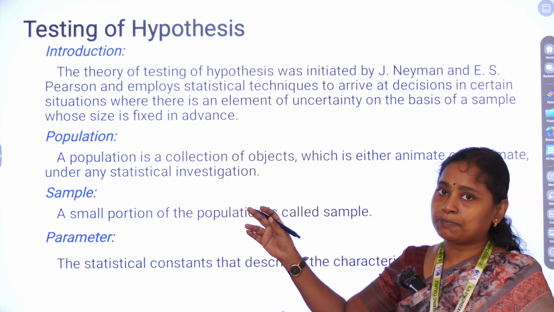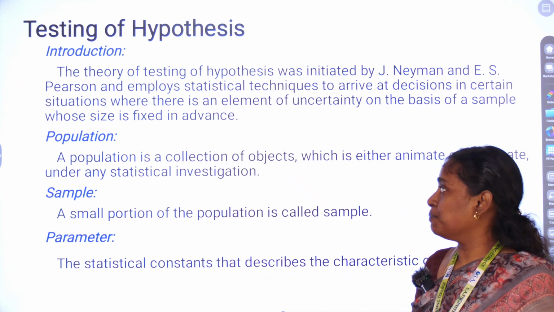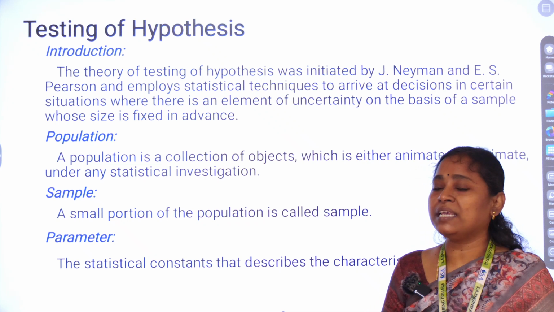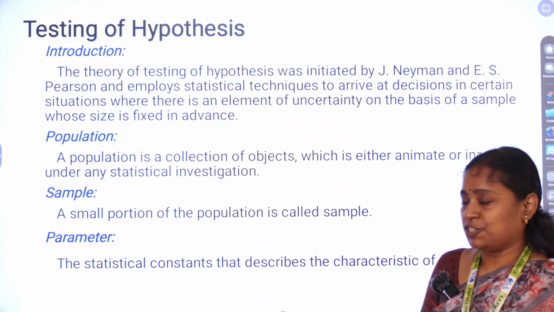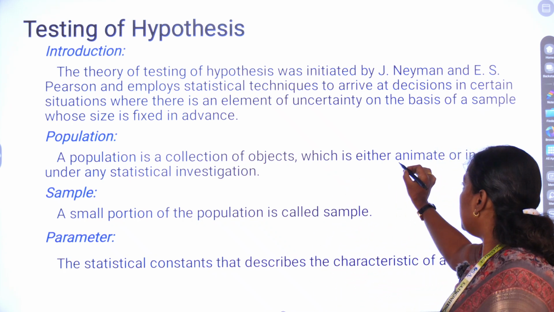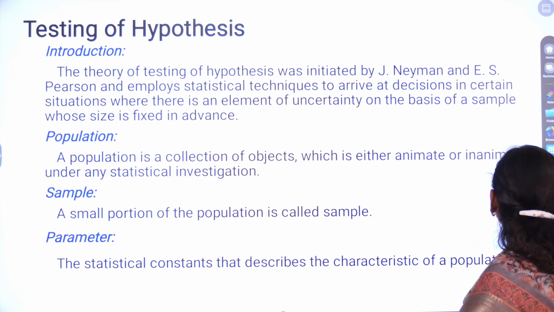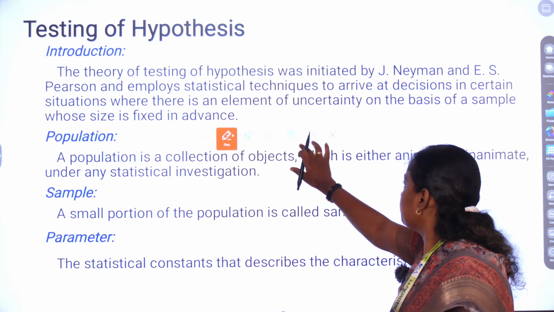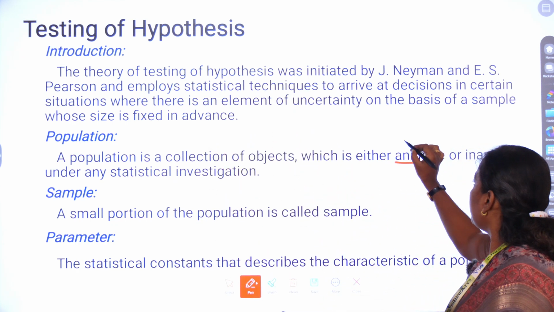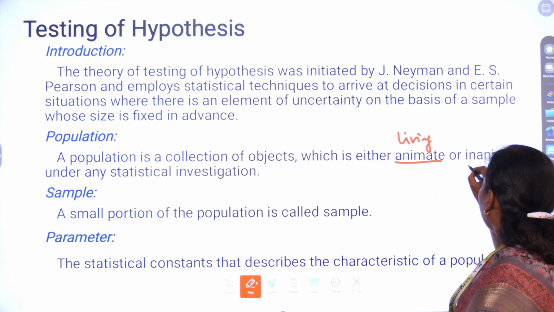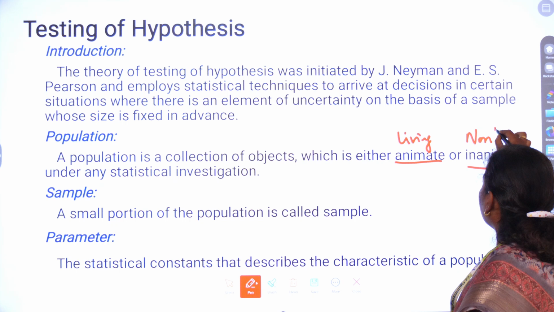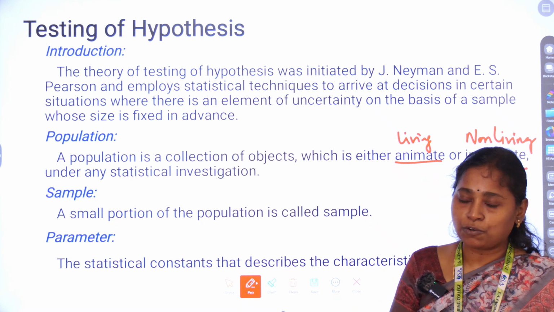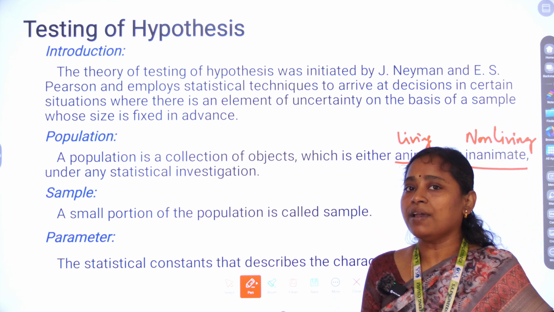The first terminology is population. So what is meant by population? A population is a collection of objects or item which is either animate or inanimate under any statistical investigation. So you should know what is meant by animate and inanimate. Animate is nothing but living things and inanimate is nothing but non-living things. So the population is nothing but a collection of objects which can be either animate or inanimate.